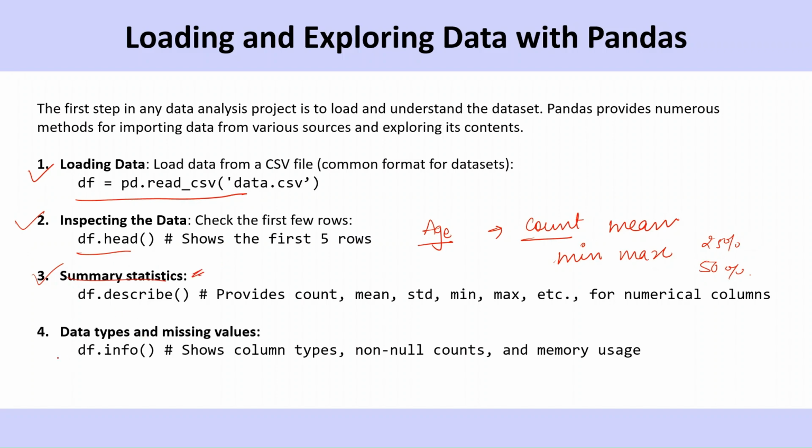Next is data info. That is basically, it shows you the information about the columns, like if you want to know what the data type is, or if there are nulls, non-nulls, memory usage. These types of information and missing values can be found using the df.info command.